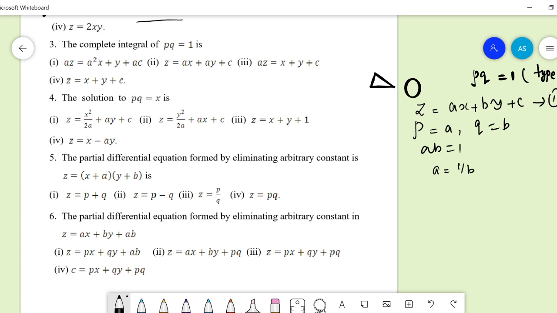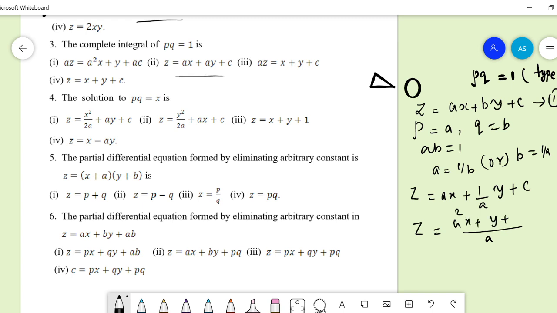Either you can take a is equal to 1 by b, or you can consider b is equal to 1 divided by a. So z equals, here in our solution they are using only the letters a and c. So ax plus b value is 1 by a, y plus c. So ax plus ay, when I consider a as LCM, a square x plus y plus ac. So az equals a square times x plus y plus ac. So the first one is our answer.